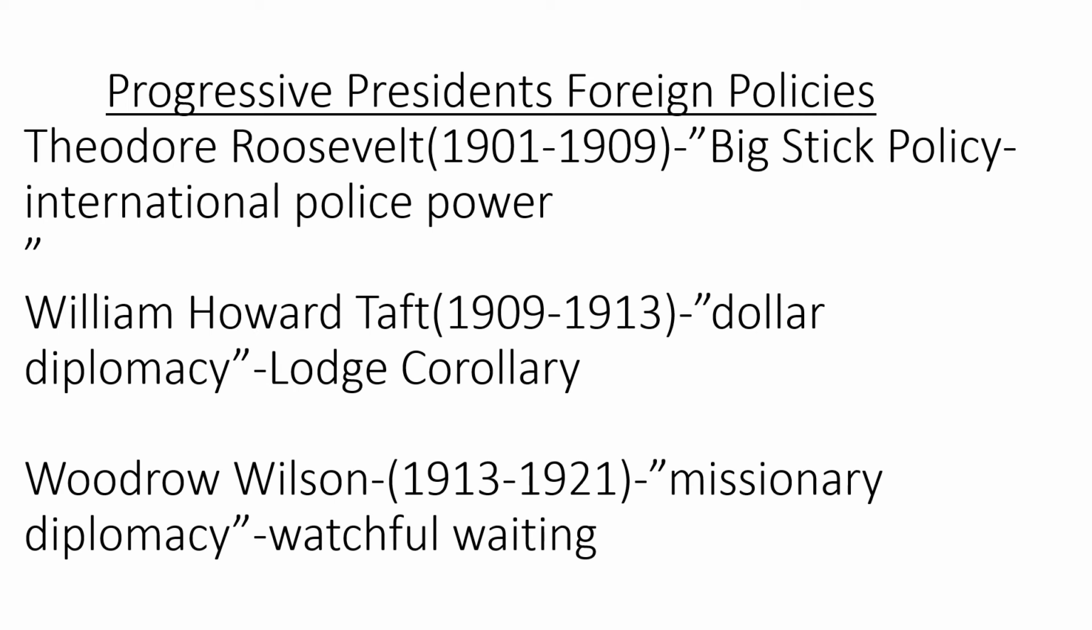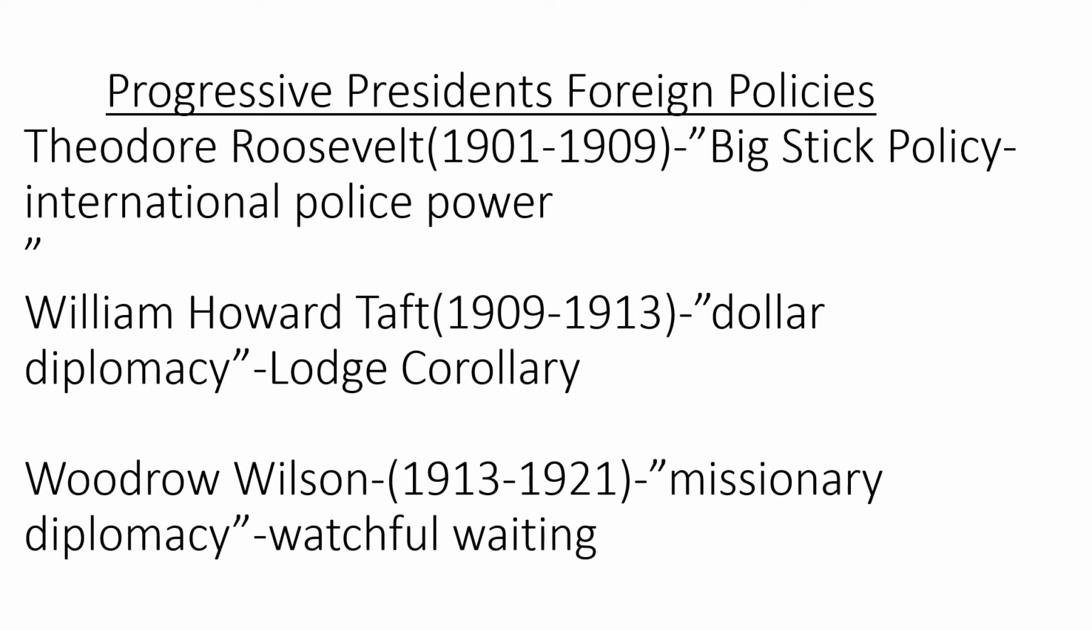Taft's policy was dollar diplomacy, where he substituted dollars for bullets. He also expanded America's international police power, introducing the Lodge Corollary to the Monroe Doctrine, where any attempt to sell strategic land in the Western Hemisphere would be opposed by the United States.